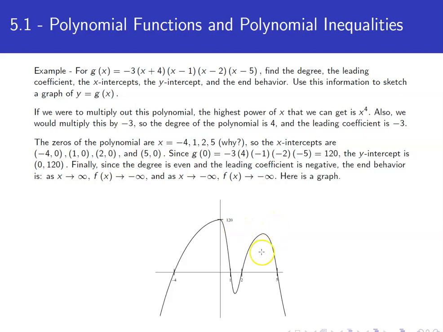Here's a rough graph. It's not a great graph of the polynomial, but it's a rough graph. Putting in the zeros, -4, 1, 2, and 5. Putting in the y-intercept of 120. And we know that the tails point downward. So we start from lower left, go through the 0, go up through the intercept, down through the 0, back through the 0, down through the 0, and then the right tail pointing to the lower right.